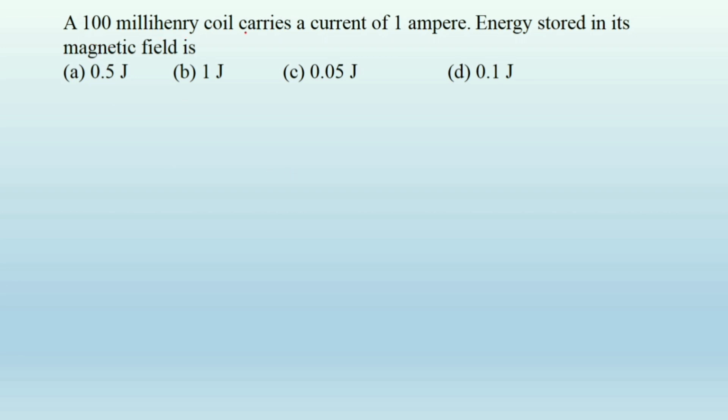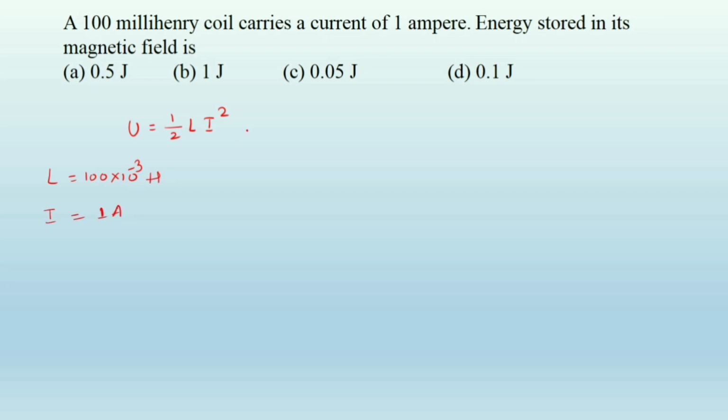A 100 millihenry coil carries a current of 1 ampere. Energy stored in its magnetic field is, this is the direct question. Energy stored in the magnetic field is given by the equation U equal to half L I square. Here electric current is given, 1 ampere, and self-inductance is 100 millihenry. Substitute the values here. So L is 100 millihenry, that is 100 into 10 raised to minus 3 Henry, and electric current is 1 ampere.